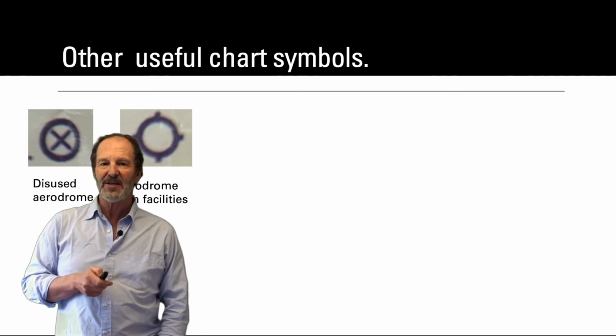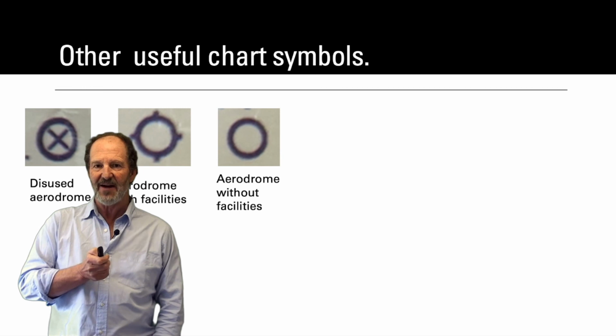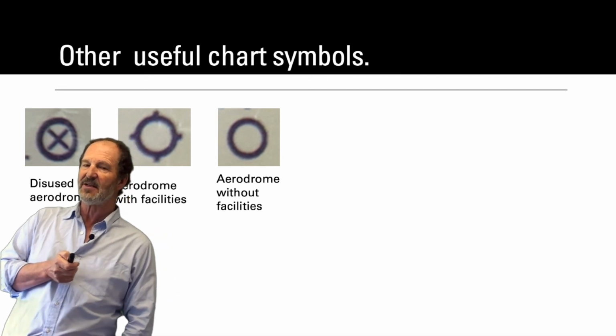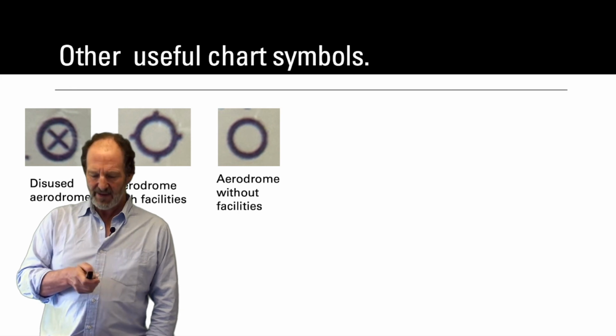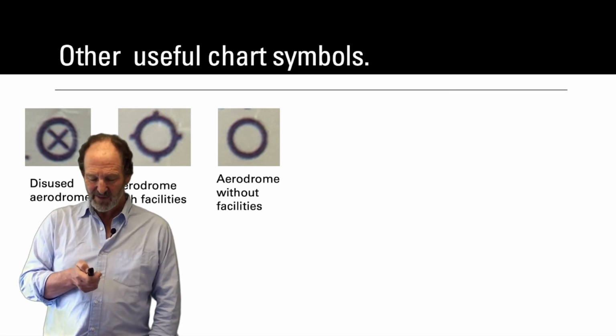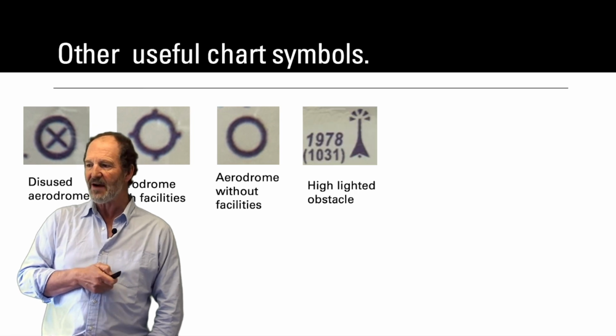It's worth knowing about this because the next one, which is just a standard aerodrome that doesn't have that, is likely to be not so busy. If it's got facilities, then it means it's a bit of a bigger operation. So more likely to have traffic around it. So it's just a bit of information there. So that's with and without facilities.